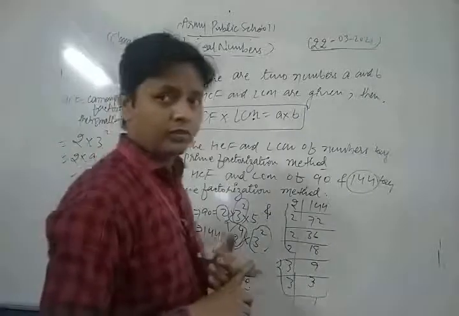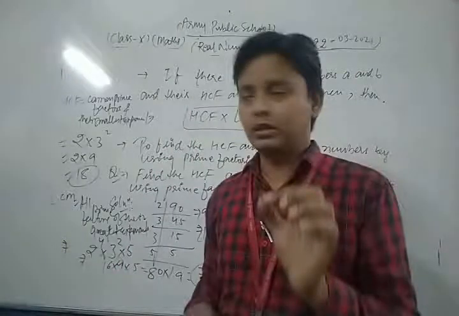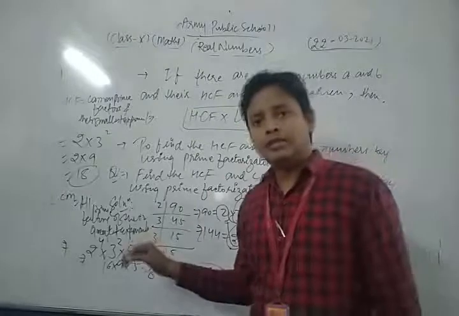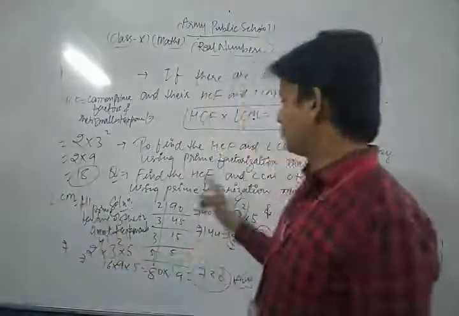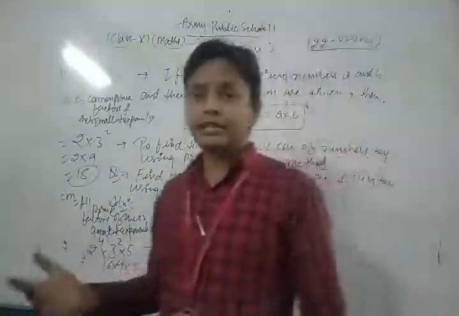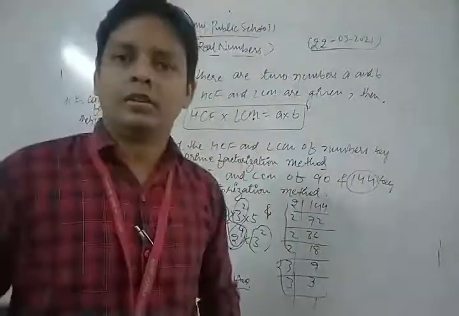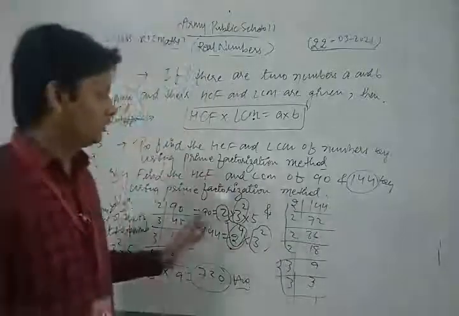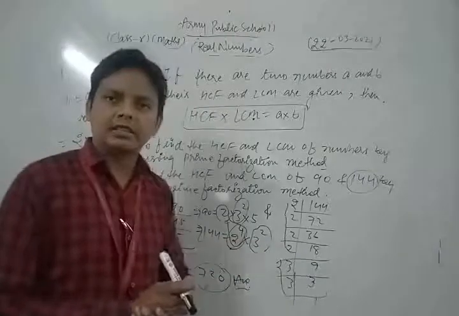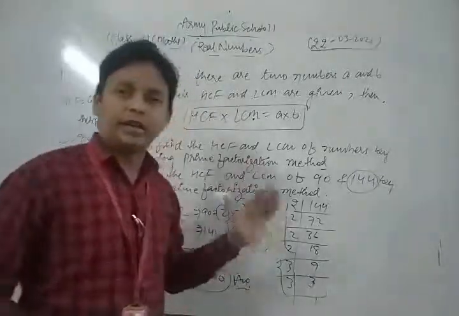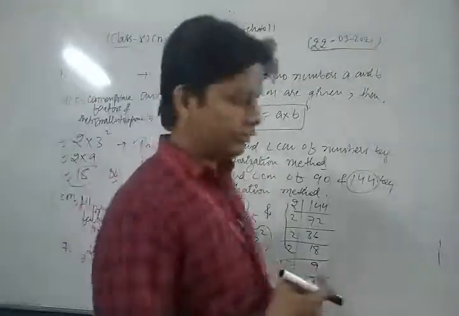The HCF is the common prime factors of their smallest exponents, and LCM is what? In LCM we take all the prime factors of their greatest exponent. So this is the method to solve that type of question. Thus, dear students, in this way you can solve each and every question of your NCERT exercise based on the topic to find the LCM and HCF between two numbers by using the prime factorization method.